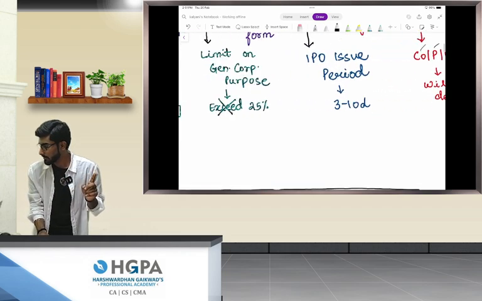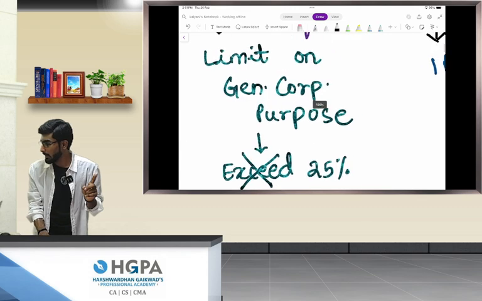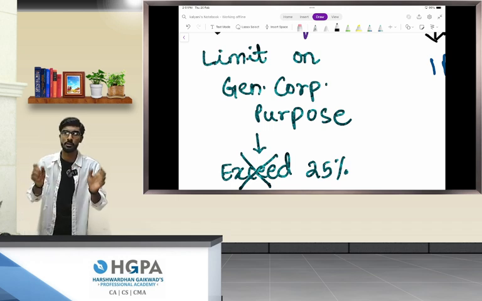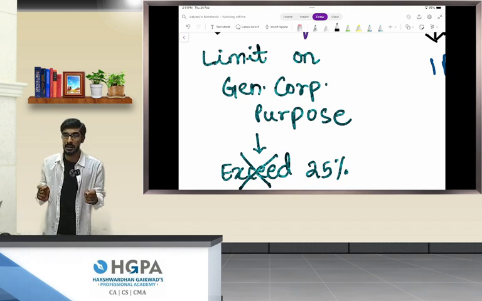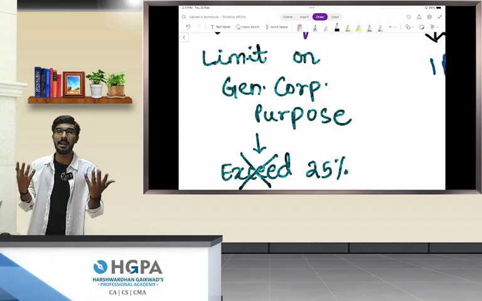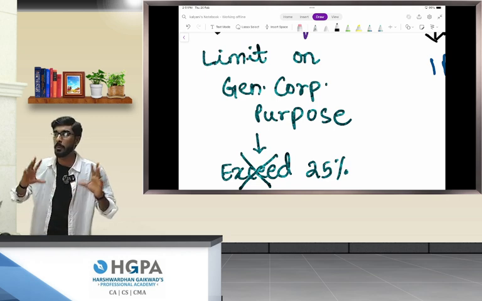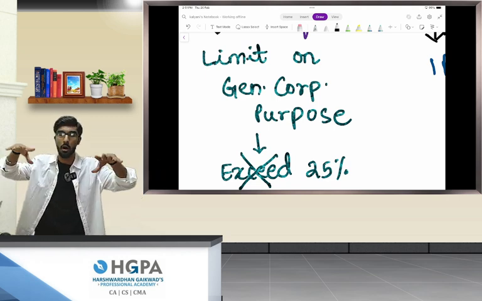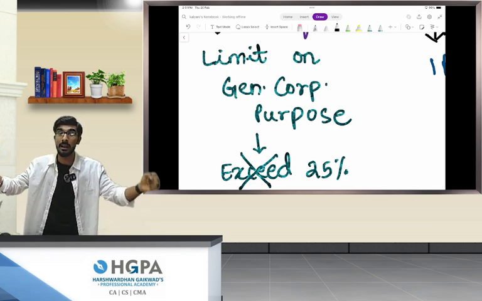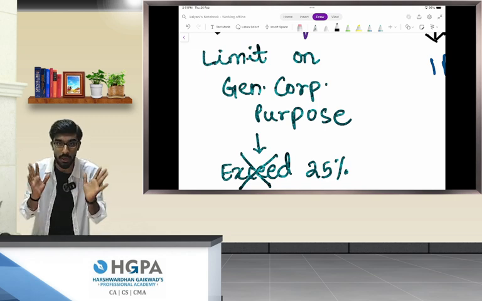Next, limit on general corporate purpose. For example, Lenskart is raising 1000 crores from an IPO. It wants to expand itself. It wants to open 10,000 new stores all over India. That is the reason why it wants 1000 crores.